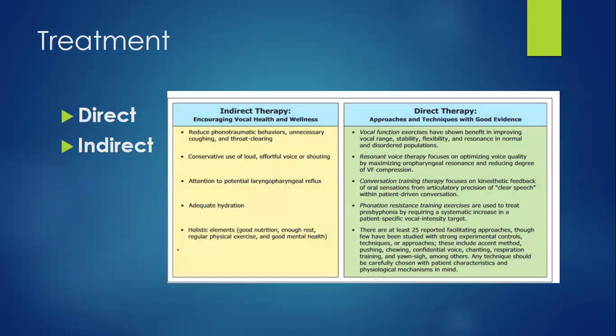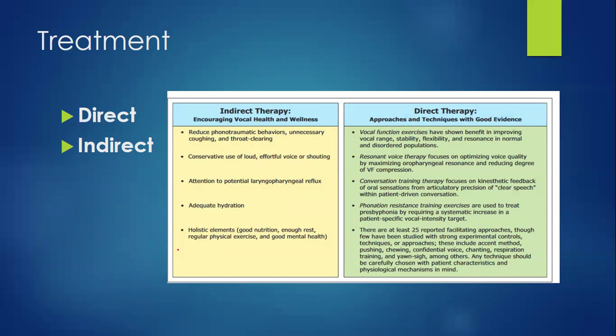So treatment can be direct or indirect. So indirect treatment is where the clinician is encouraging good vocal health and wellness. So reducing phonotraumatic behaviors, and I said phonotraumatic behaviors are any behaviors that impact the vocal health. So unnecessary coughing or throat clearing, excessive loudness, so yelling, screaming, any of those behaviors are called phonotraumatic behaviors.